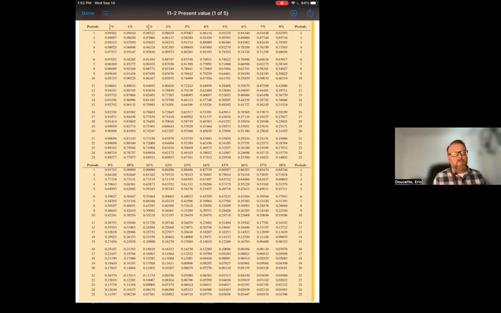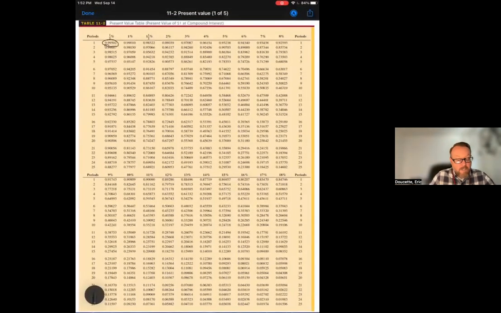Every single one of the factors is under 1, because 1 is what it's going to be worth at the end of that period of time and the interest. So the closest thing you're going to get to 1 is actually 1 period at 0.5% interest. As you can see, there is 0.999502. And so that's the closest to $1 you're going to get on the $1 chart.